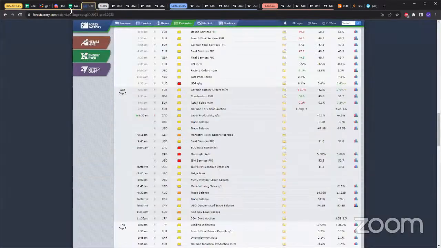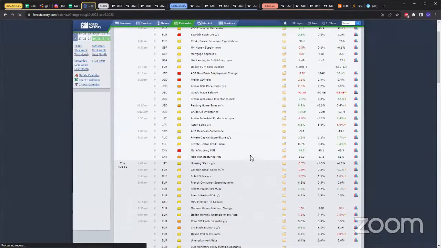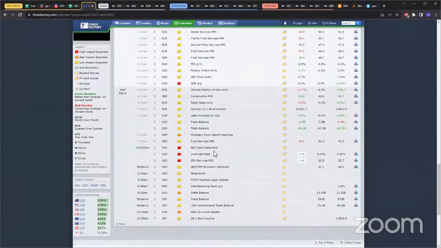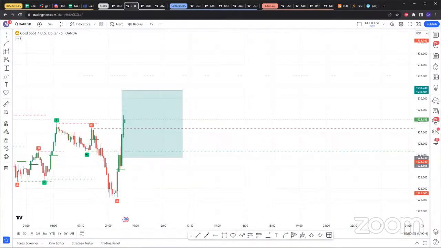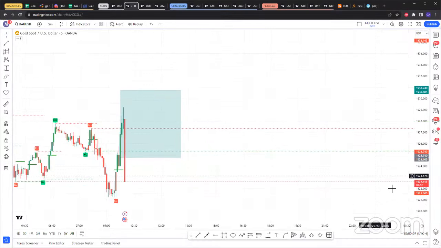So the news we are having is this one right here. So Canadian news and USD news. So this should ramp up volatility in the market. So that's 10 a.m. Let's see what happens.